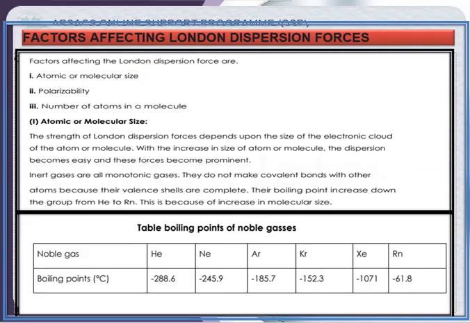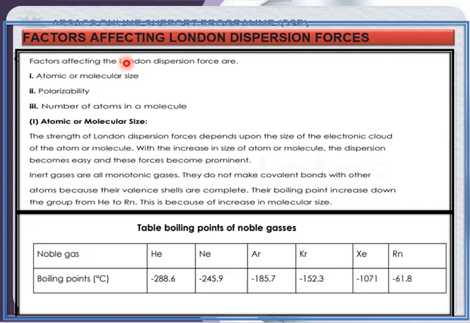The next is factors affecting the London dispersion forces. Number one factor which affects the London dispersion forces is atomic or molecular size. The strength of London dispersion forces depends upon the size of the electronic cloud of the atom or molecules. With the increase in size of atom or molecules, the dispersion becomes easy and these forces become prominent.